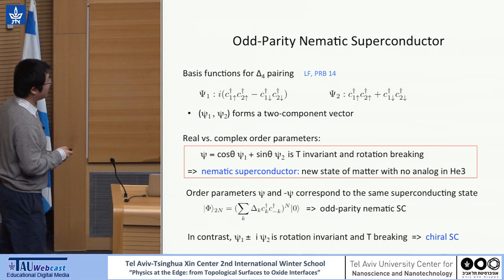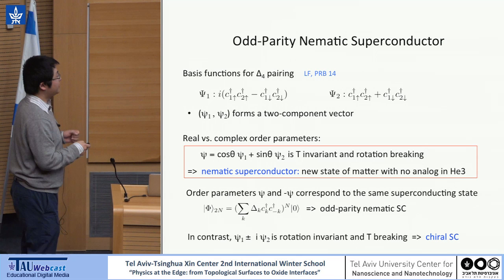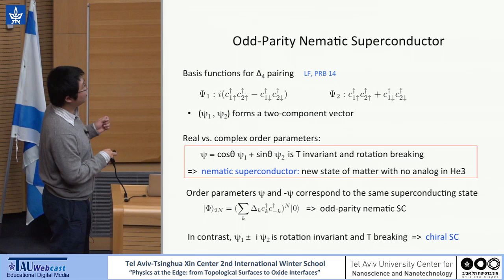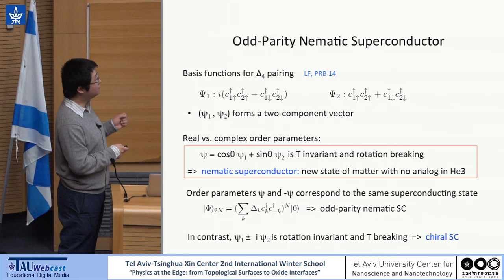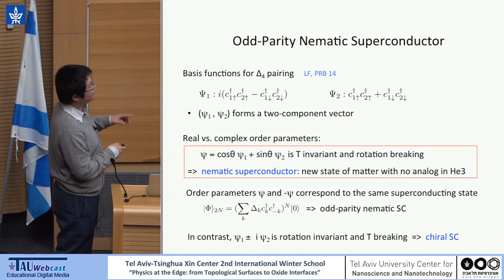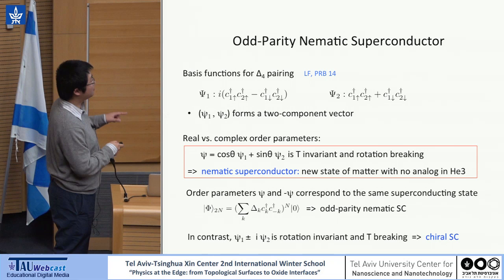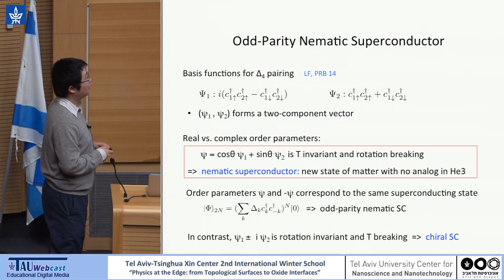Now, the most general form of the order parameter in the superconducting state below Tc is the superposition of phi 1 and phi 2. If the superposition is real, then we have a time reversal invariant state, because the order parameter is real. But this order parameter picks a particular direction, given by theta. So it breaks rotation symmetry. This is what leads to the rotation symmetry breaking seen in NMR.